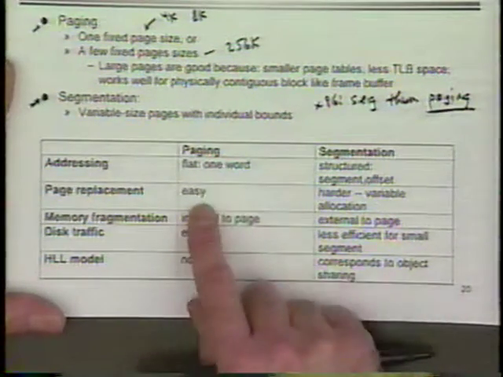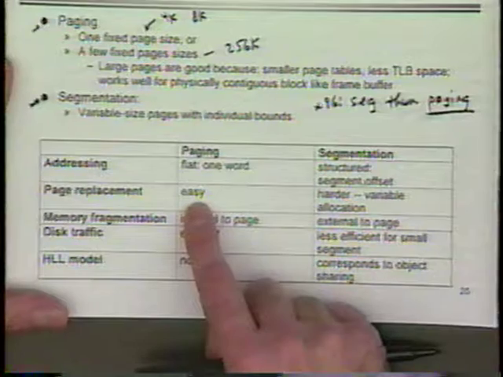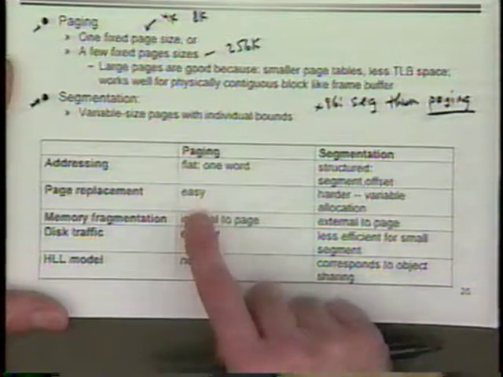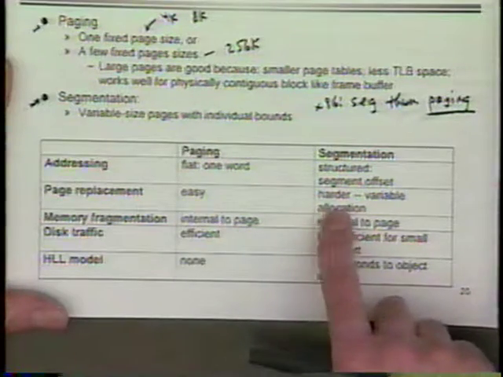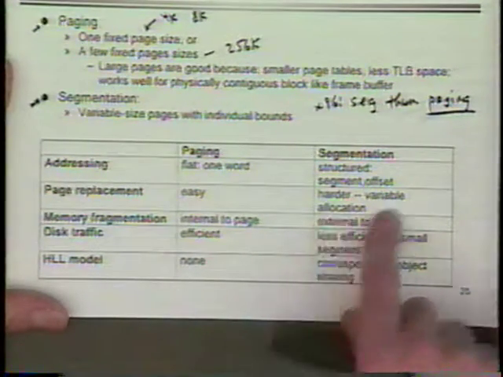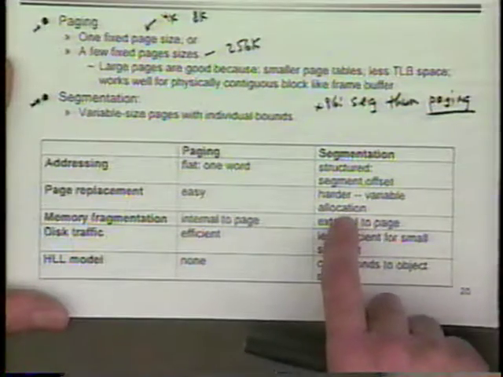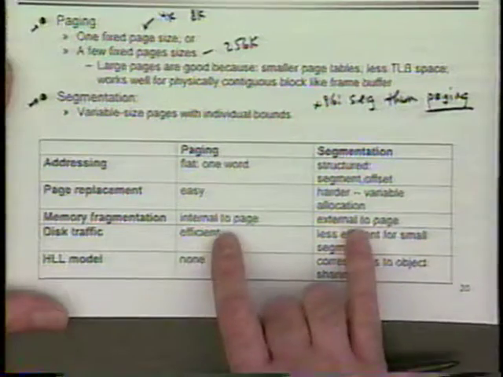In terms of page replacement, if we do fixed size paging, it's easy because any page frame in memory is equivalent to any other, unless we're doing the color bit scheme, of course. In the case of segmentation, they're all variable sized objects, so it's harder to do allocation. It's like heap allocation in software systems. They both have memory fragmentation.